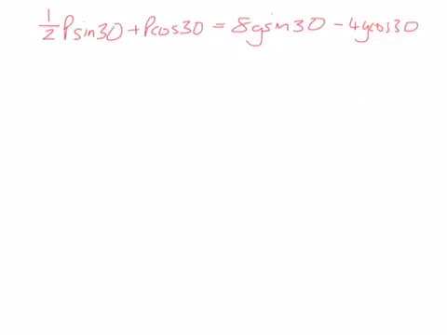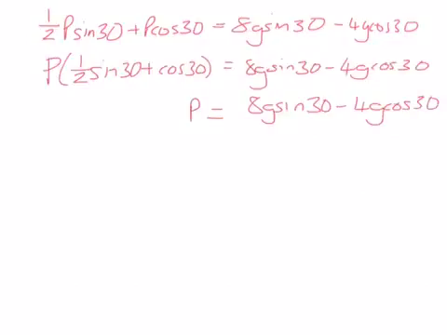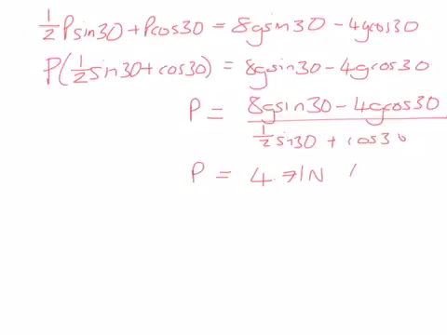Since we've got two terms with P in it on the left hand side, if we factorise out the P, we'll have P times half sine 30 plus cosine 30 is equal then to our right hand side, so 8g sine 30 minus 4g cosine 30, which then allows us to say that P is equal to 8g sine 30 minus 4g cosine 30, all divided by a half sine 30 plus cosine 30, which then will let P come out as 4.71 newtons, and that's to three significant figures.